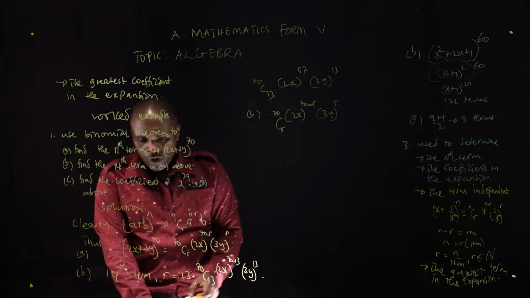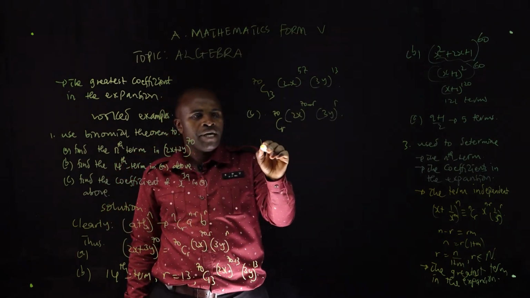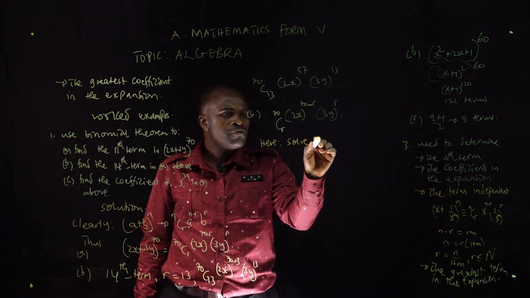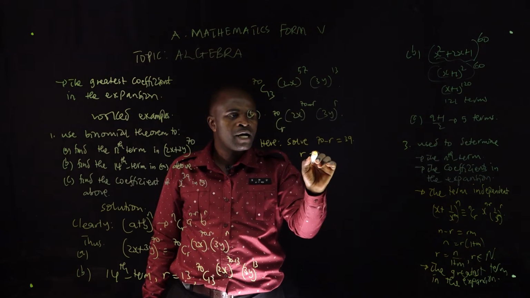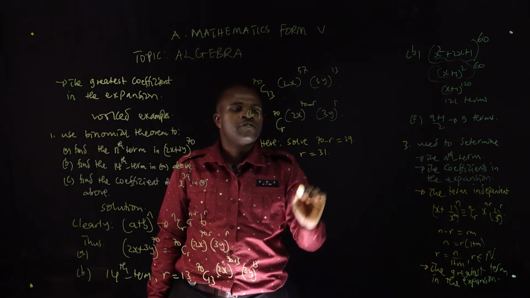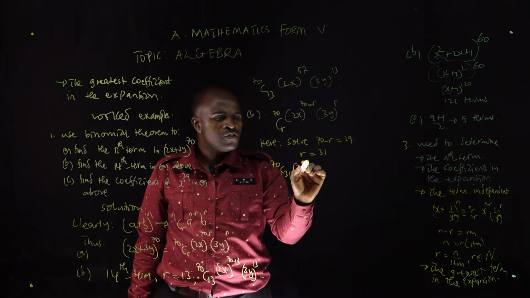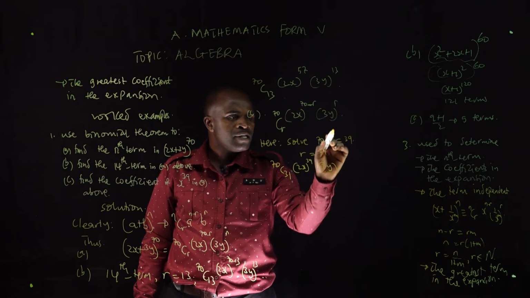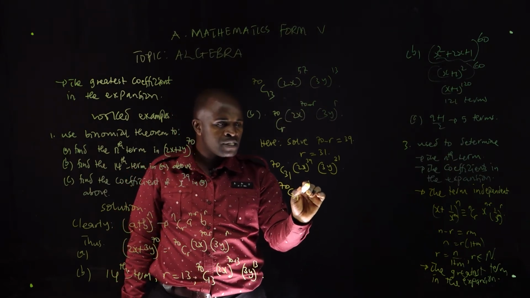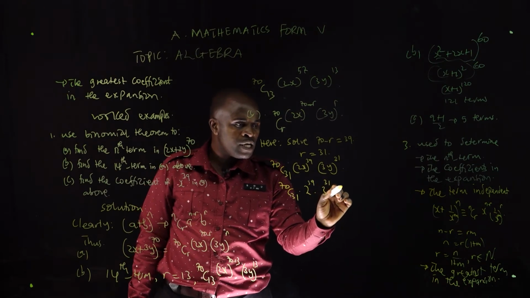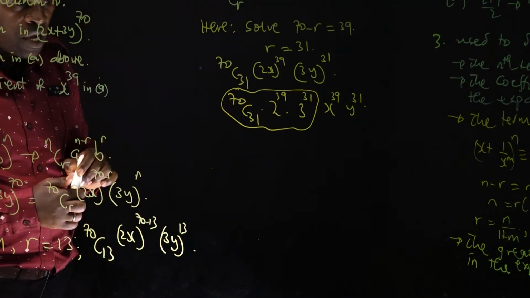To know the term which gives the coefficient of x^39, we must solve 70 minus r equals 39. It means you want the exponent of x to become 39. So r will become 70 minus 39, which is 31. Yes. It means it will be 70 combination 31, (2x)^39, and (3y)^31. Arranging this gives 70 combination 31 times 2^39 times 3^31 times x^39 y^31. Now the coefficient is the required coefficient as per our problem.